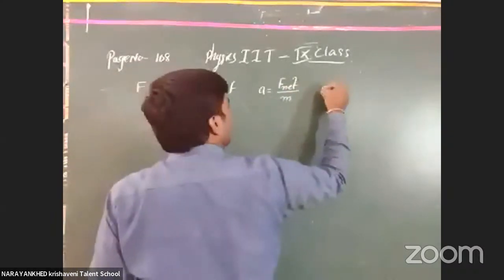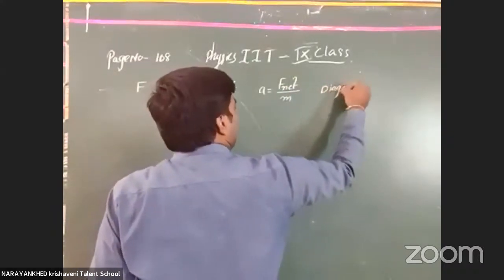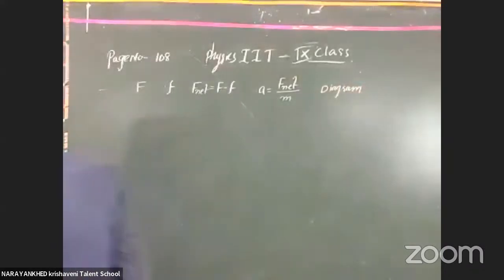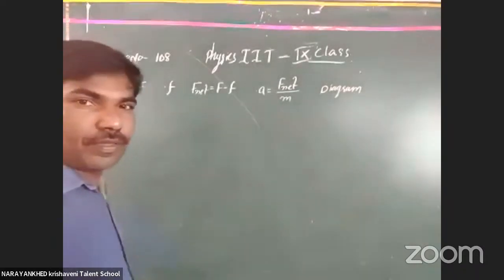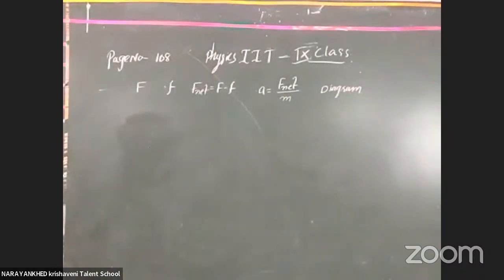Next is the diagram given. Okay, the meaning of every diagram, we have to check it. Yeah, listen carefully. First, they have given that the capital F is 0 as well as the small f is 0.